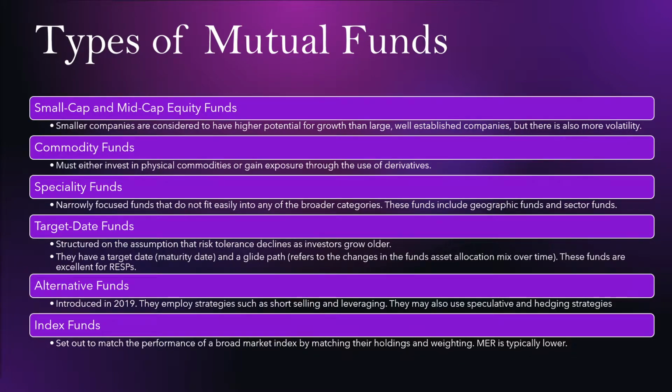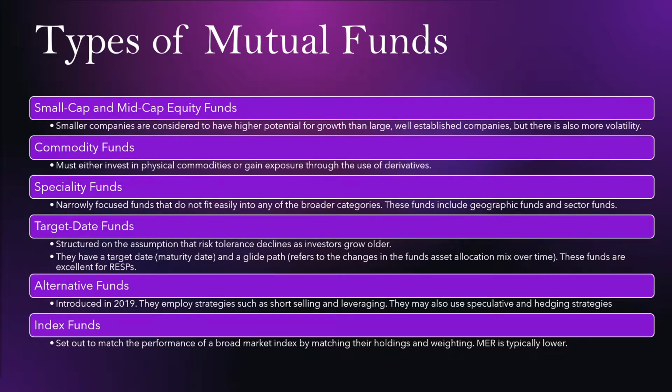Now, some other specific types of mutual funds include small cap and mid cap equity funds. These funds invest in smaller companies that are considered to have a higher potential for growth than large, well-established companies. But of course, there is also much more volatility. Commodity funds invest in either physical commodities or they gain exposure to commodities through the use of derivatives.